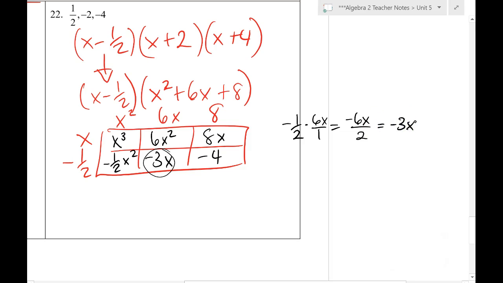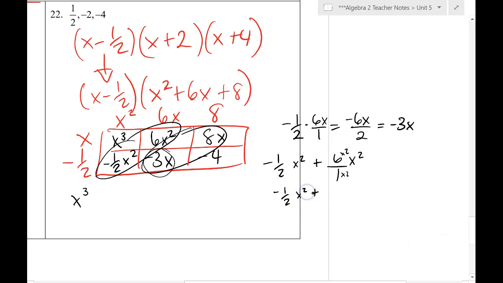Okay? Now, we have to combine like terms here. The first one would be easy, just x cubed. The second one, not as easy, so we have a negative 1/2 x squared plus 6x squared. Again, we turn that into a fraction to be able to add or subtract them. And this denominator over here on the right has to have 2, so I have to multiply top and bottom by 2. So now we'll have negative 1/2 x squared plus 12 over 2 x squared.